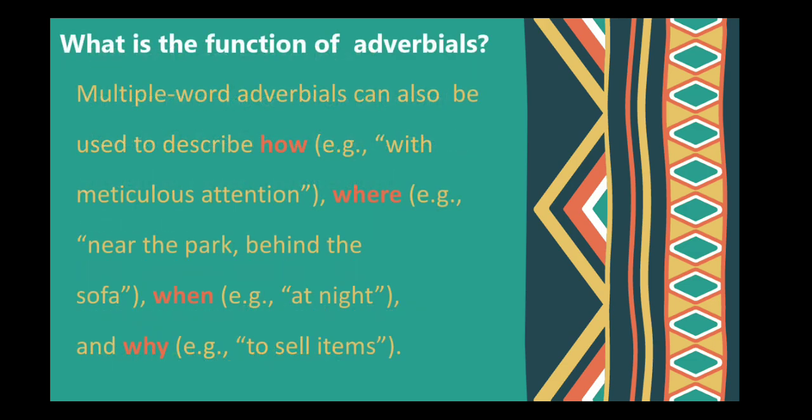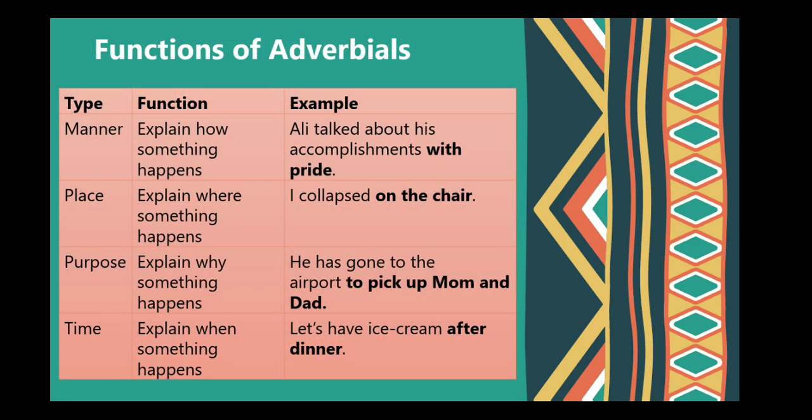What is the function of adverbials? Now let's look at it more closely. Multiple word adverbials can also be used to describe how, that is the manner, with meticulous attention. Where, the place, near the park, behind the sofa. When, tells about the time, at night, in the morning, in the evening. And why, the reason, to sell items, to be comfortable, etc.